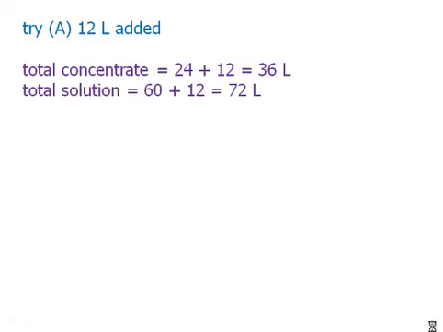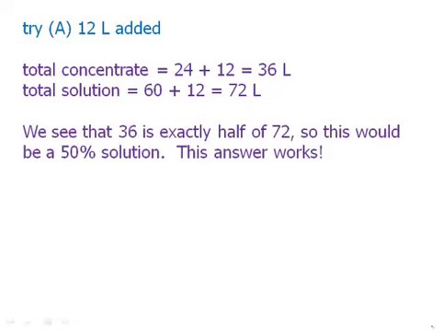Suppose we add 12 liters of acid. Well, now the total is 24 plus 12, 36 liters of acid. So that's how many liters of acid total would be in the solution. And at that point, the total volume of the solution would be 72. And notice that 36 is exactly half of 72, so this would be a 50% solution. This answer actually works, so we picked the right answer here. The answer is A.